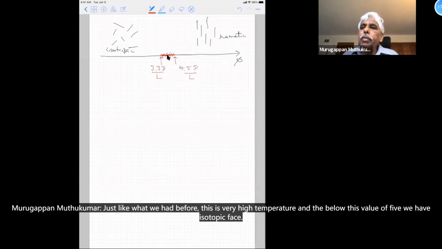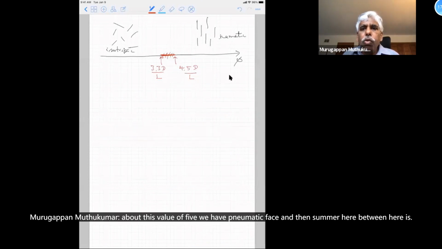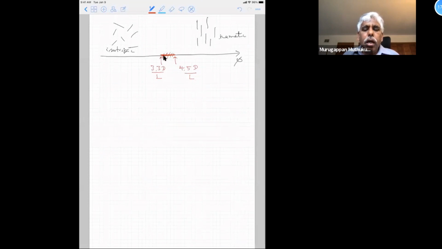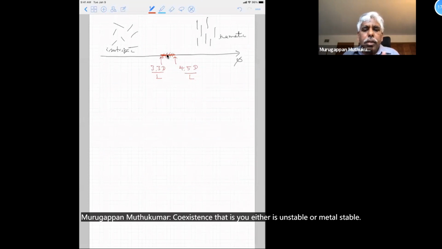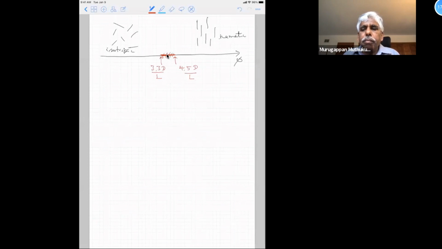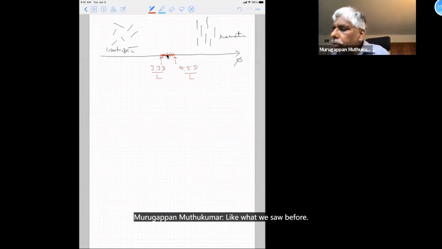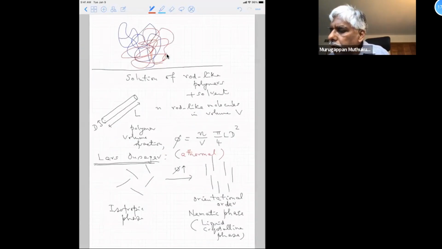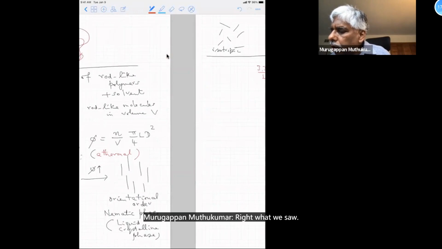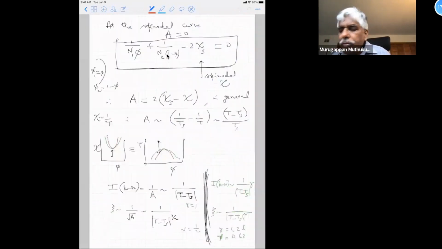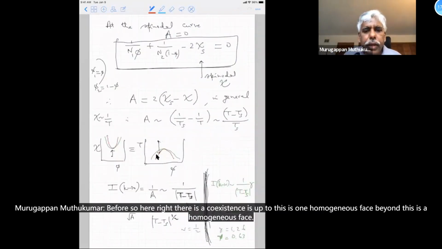Just like what we had before. This is very high temperature, and below this value of 5, we have isotropic phase. Above this value of 5, we have nematic phase. And then somewhere in between is coexistence. That is, either it's unstable or metastable. Like what we saw before, right? So here there is a coexistence.